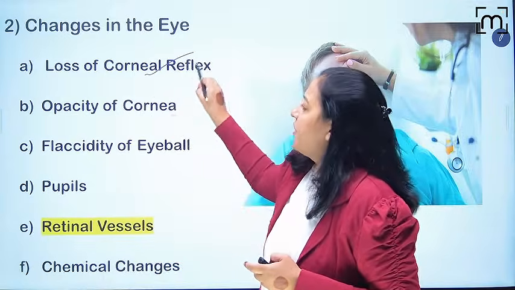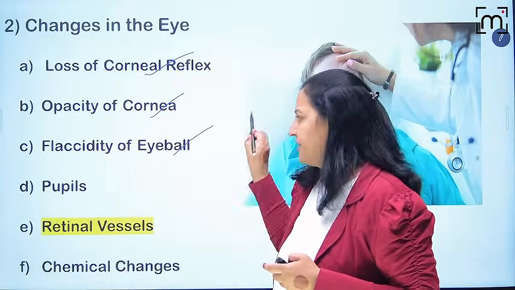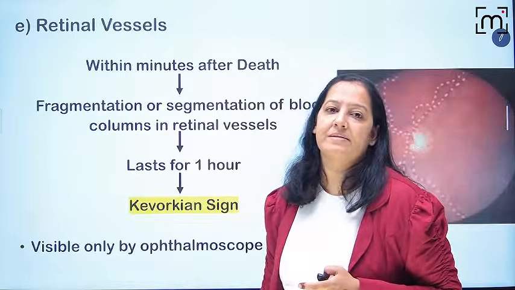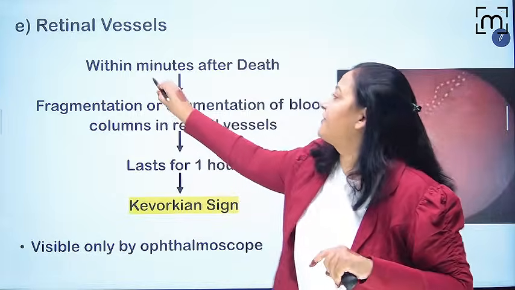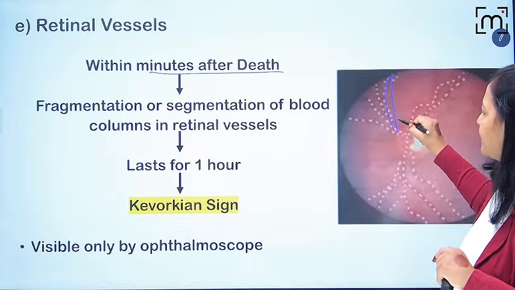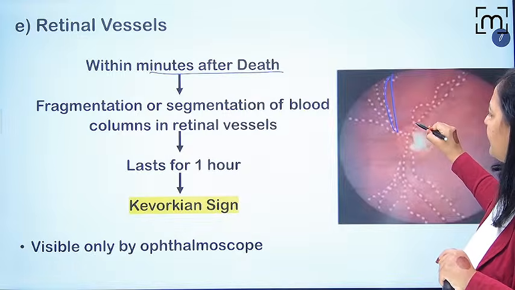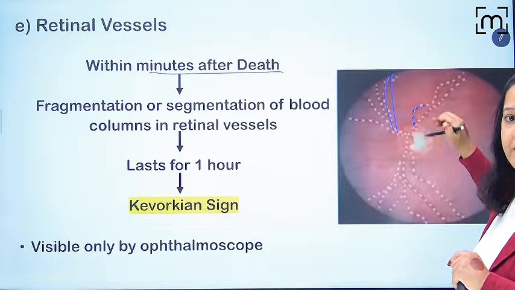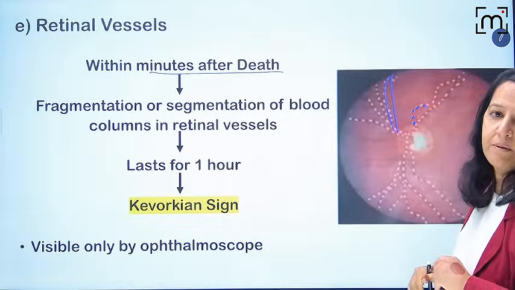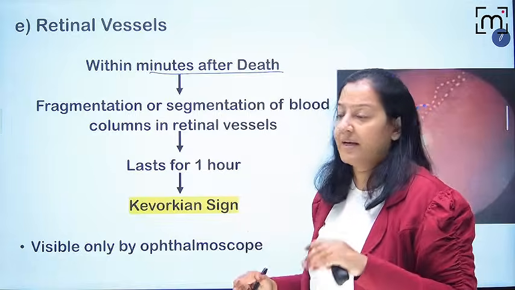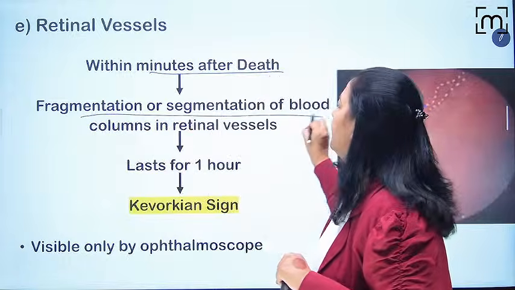So we have seen loss of corneal reflex, opacity of the cornea, flaccidity of the eyeball, and pupils. The fifth one, very important: retinal blood vessels. Within minutes after death, as soon as death occurs, the retinal blood vessel becomes fragmented. Can you see the blood inside this blood vessel? It is fragmented. Here it is present, here it's absent. Here it's present, here it's absent. This is known as fragmentation of the blood. So within a few minutes, immediately after death, there is fragmentation or segmentation of the blood.